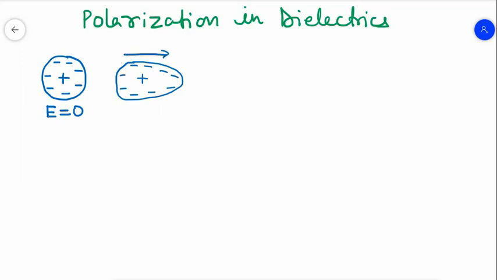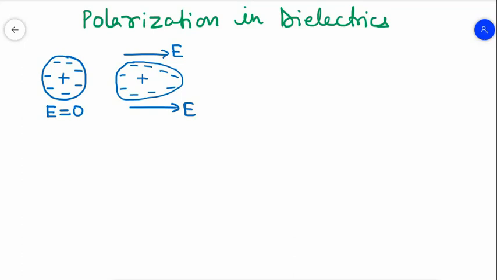And the electric field is applied. So this particular electrically neutral dielectric is subjected to this electric field E. Now, when the electric field E is applied, the positive charge is displaced from its equilibrium position. You can see the positive charge is displaced in the direction of E.